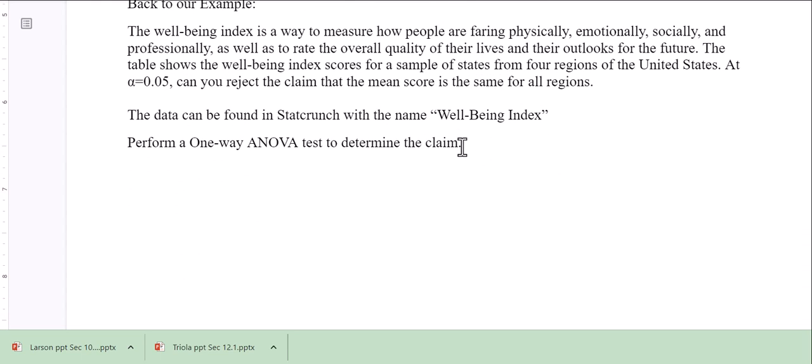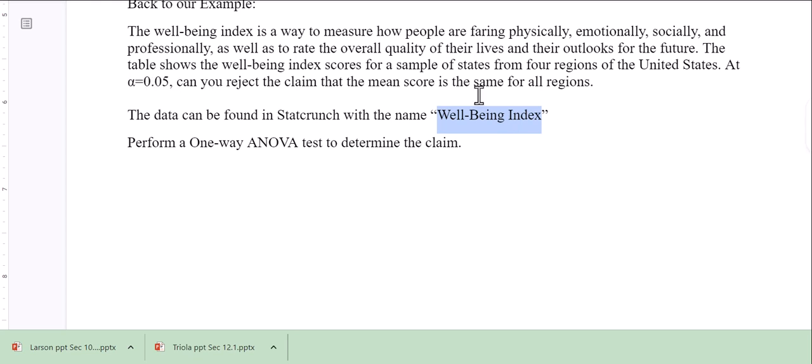So back to our example. The well-being index is a way to measure how people are faring physically, emotionally, socially, and professionally, as well as the rate of overall quality of their lives and their outlooks for the future. And so we're going to pull the data from StatCrunch. It's called Well-Being Index, and you can find it under our group for StatCrunch. And you'll be able to see the 4 regions of the United States there.